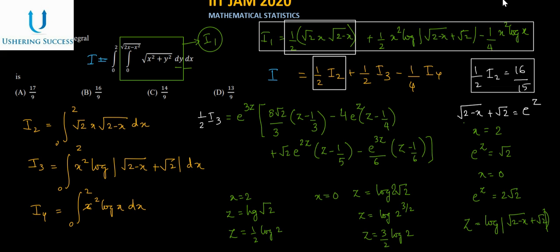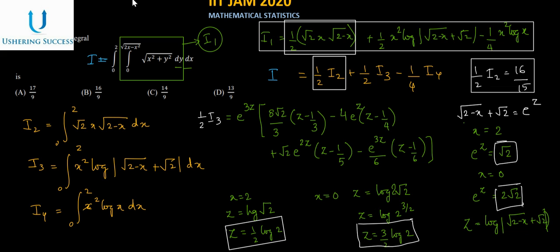So these are the two limits within which this particular expression will vary. So we have z is equal to half log 2 as the upper limit and 3 by 2 log 2 as the lower limit, and we have e to the power z is equal to root 2 as the upper limit and 2 root 2 as the lower limit. So we'll put these values in this expression to find the final value of I3.